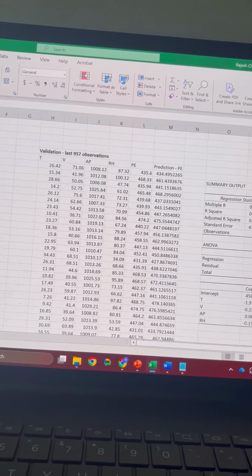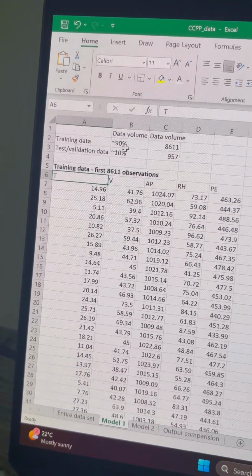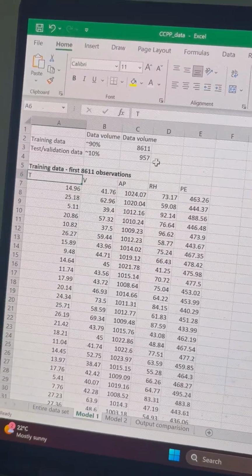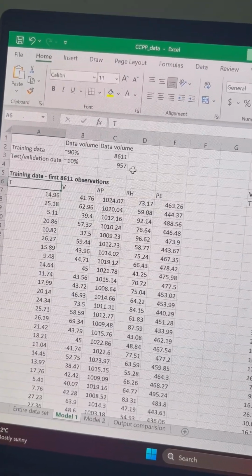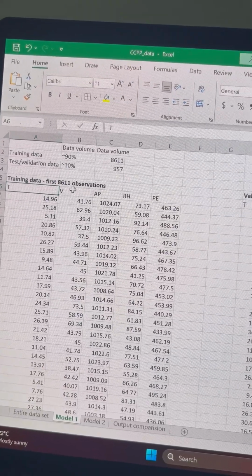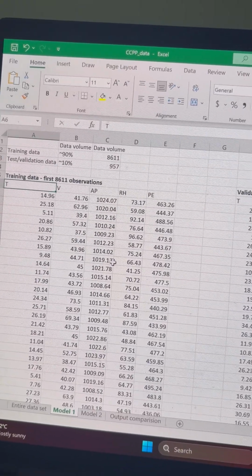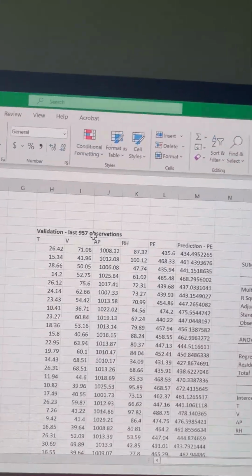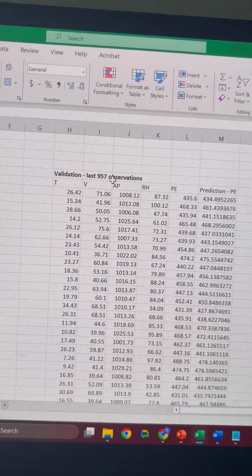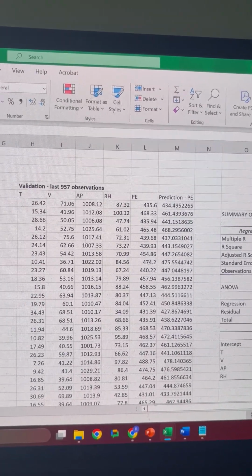So you notice that I took 90% of the data for training the model and then 10% of the data for testing and validating the model. So you have 8,611 observations that I'm going to use for the model building, and then we have around 957 observations that I am going to use for validating the model. So using this model, I created this output.